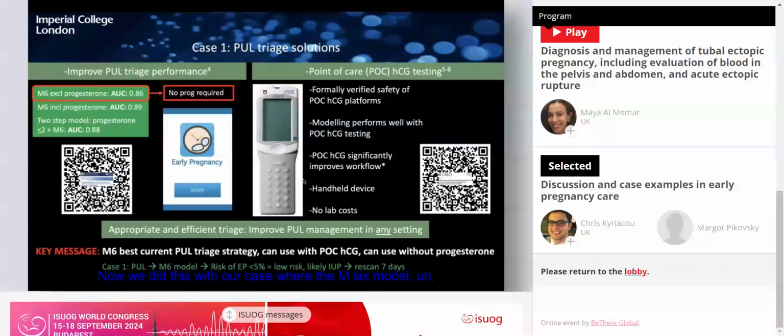Now, we did this with our case, where the M6 model identified the risk of ectopic pregnancy as being low, and as the model predicted the outcome was low risk, likely an intrauterine pregnancy, the objective advice was to rescan in 7 days. Remember, the model is not diagnostic. It is a triage tool pending transvaginal ultrasound scan diagnosis of early pregnancy outcomes.